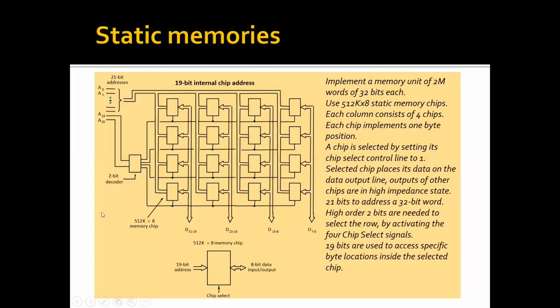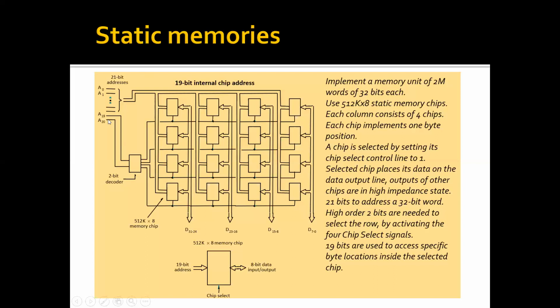What is each of the modules? Each of the modules is 512K into 8. So out of the 21 bits, 19 bits are given to each of the modules. Now the rest are 2 bits. These 2 bits, A19 and A20, are given to this decoder. So how much can 2 bits decode? 2 to the power 2, which is 4. So it can decode up to 4 lines. So we have 00, 01, 10, 11. If you have 2 bits, that can decode up to 4 lines.